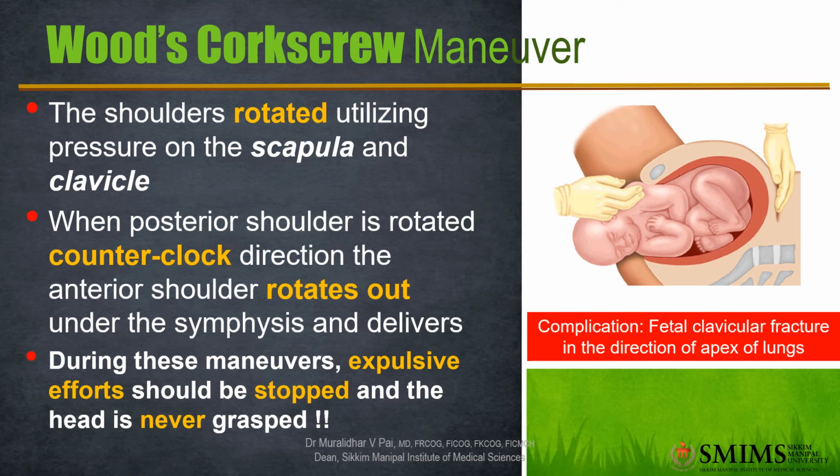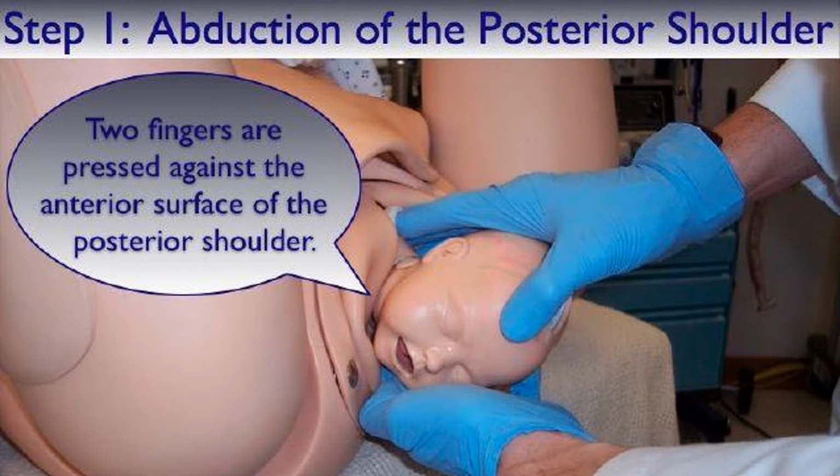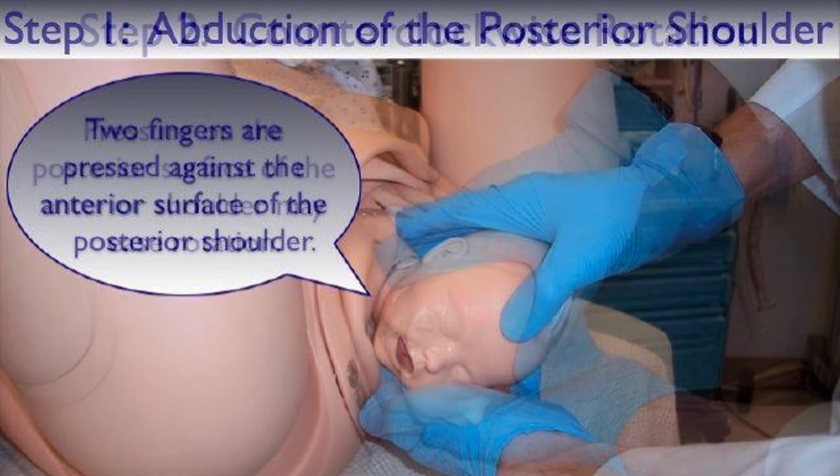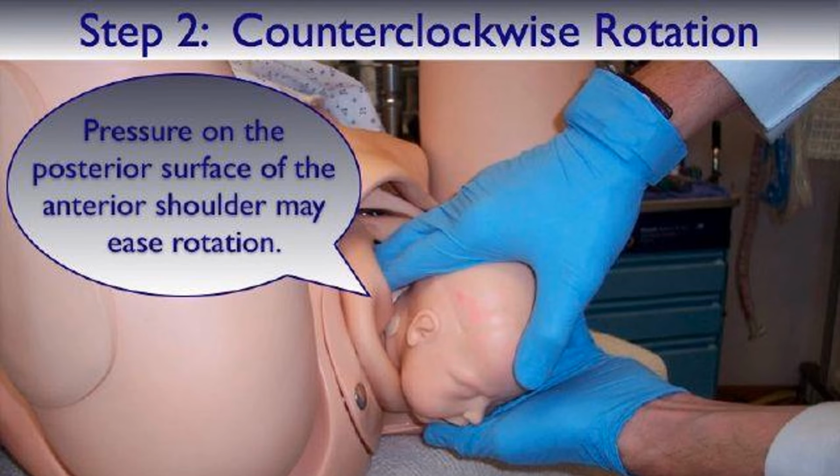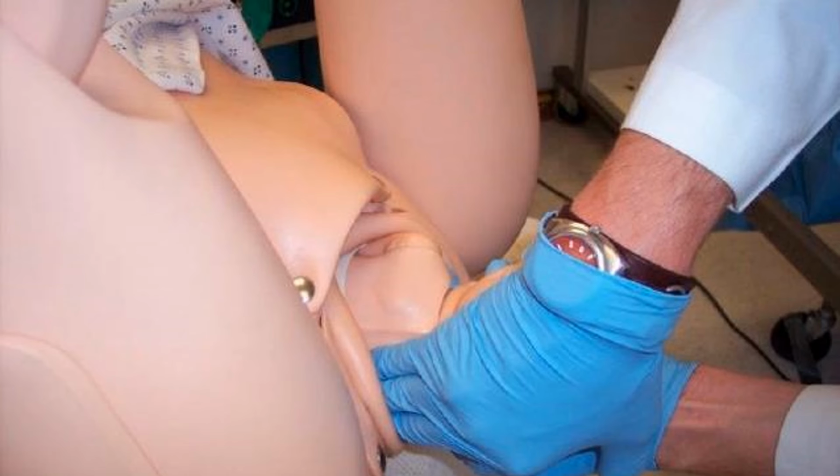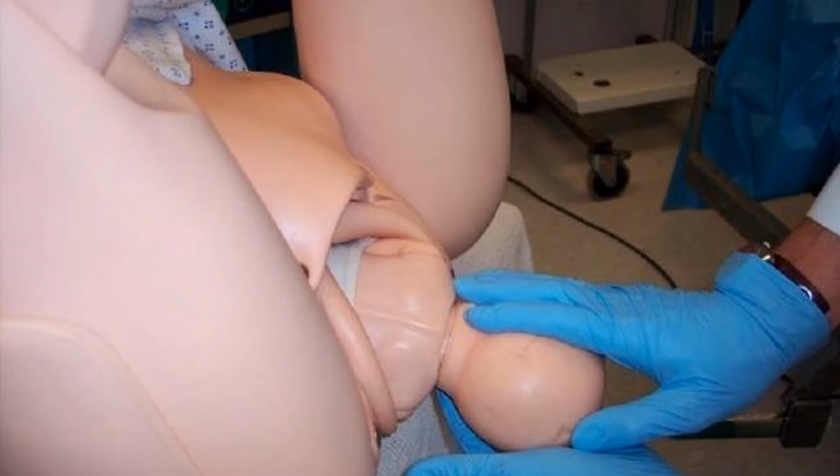The complication of this maneuver is that fetal clavicular fracture in the direction of the apex of the lungs can happen at times. As you can see in the picture, the rotation of the shoulders is done using pressure on the clavicle and scapula and not by holding the head. The pressure on the posterior surface of the anterior shoulder may ease rotation. As you can see, one of the shoulders is already delivered, and then it becomes easier to deliver the other shoulder.